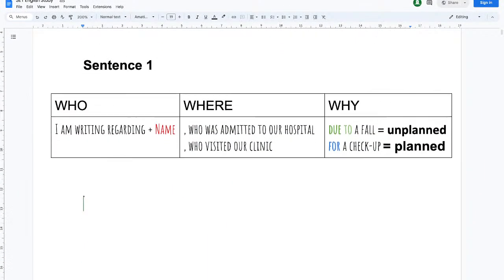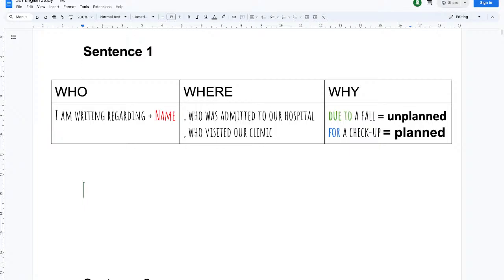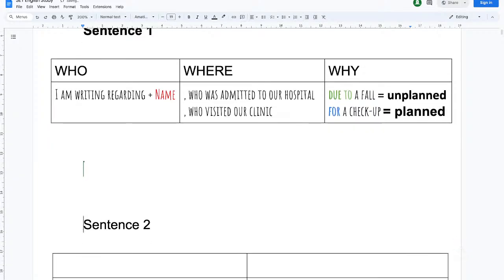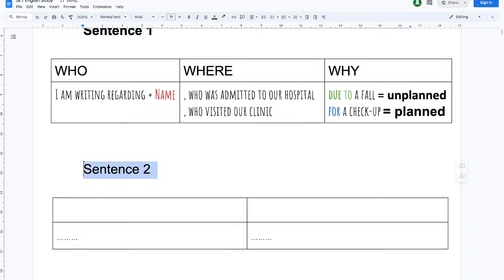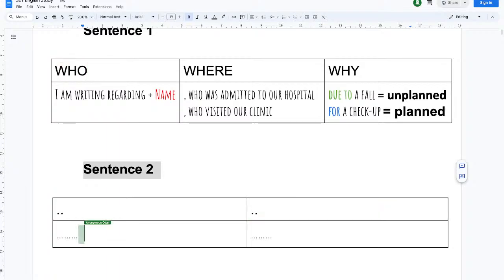Now, what about sentence 2? Let's look now at sentence 2. It's a slightly different approach, because in sentence 2, we're going to have not who, where, why, okay? We're going to have two boxes, okay? Let me show you an example of what people often say.